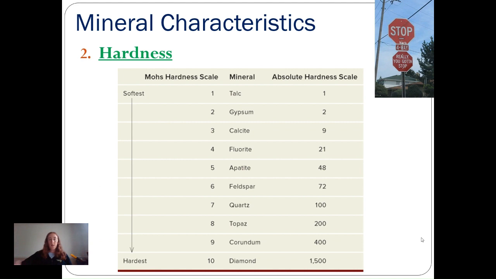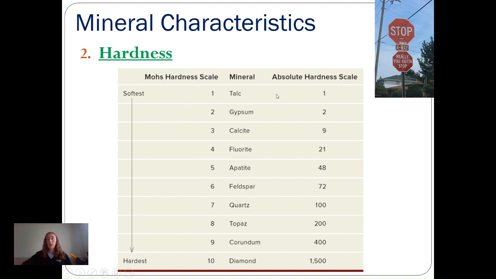Another way that we can describe minerals is hardness. So hardness of a mineral is measured on a scale. It's called the Mohs scale, so that's written right here, M-O-H-S, the Mohs hardness scale. It goes from 1 to 10, and it's a relative ranking. So 1 is the softest mineral that we have on Earth.